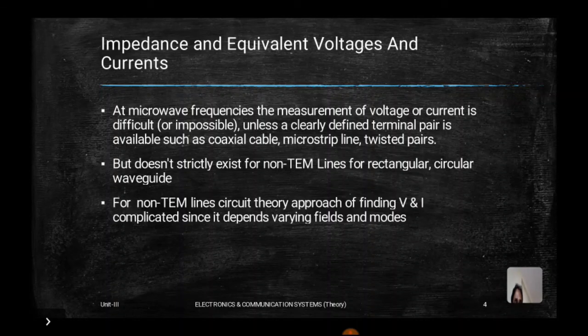So for non-TEM lines, the circuit theory approach of finding voltage and current is complicated, since it depends on varying fields. Because in non-TEM lines the field is varying in space, as in waveguides, where the electromagnetic signal is traveling inside. We cannot instantaneously find out voltage and current.